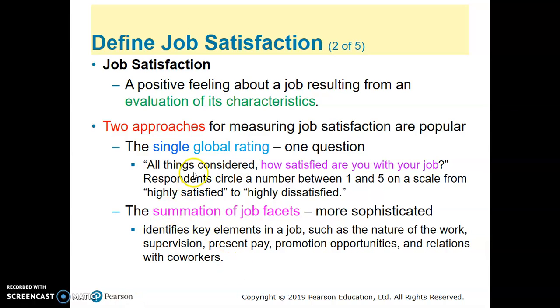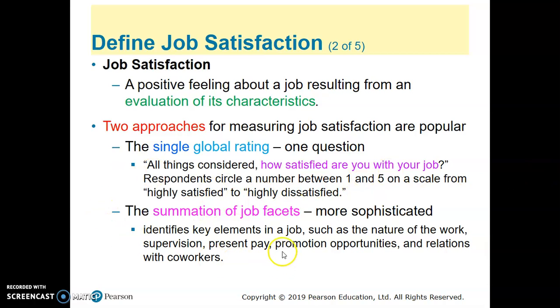Okay, continuing from the previous slides about the two approaches to measuring job satisfaction. The first one, like I mentioned, is a single rating, which means asking directly how satisfied you are with the job. The answer may be from 1 to 5, where 1 is the lowest rating, maybe highly dissatisfied, to 5, highly satisfied, for example.